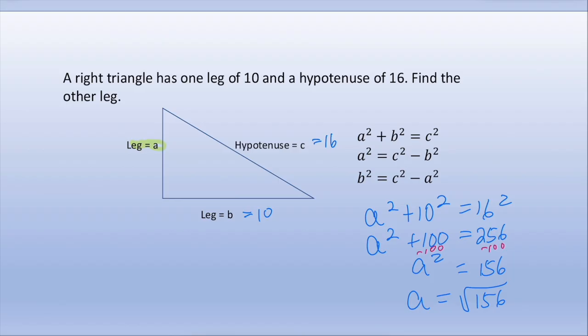So again, you can't do much to that. If you were to put the square root of 156 into a calculator, you get that it's approximately 12.5. Now, one way to check your work: A and B must always be smaller than C. C is across from the 90-degree angle, so it must always be the largest value. You can see 12.5 is smaller than 16. So there's an example of that.